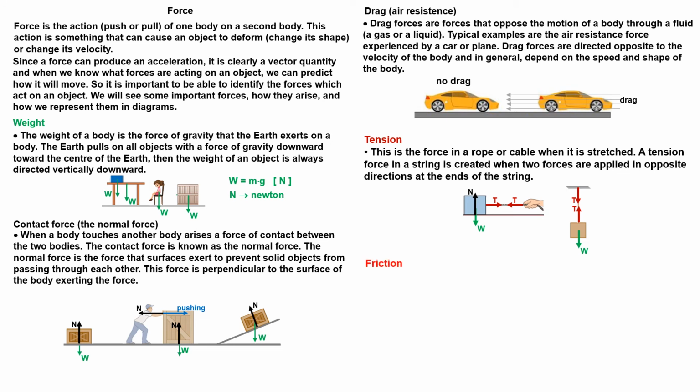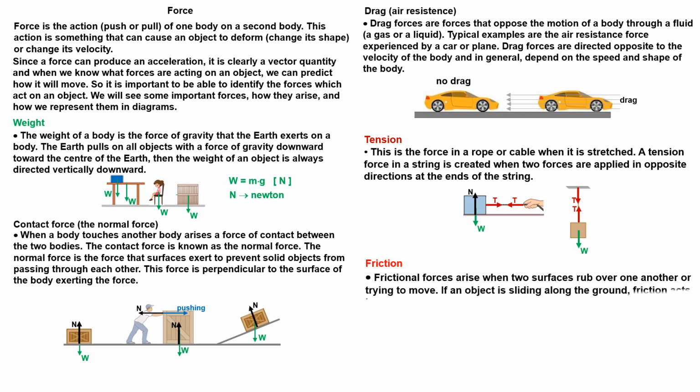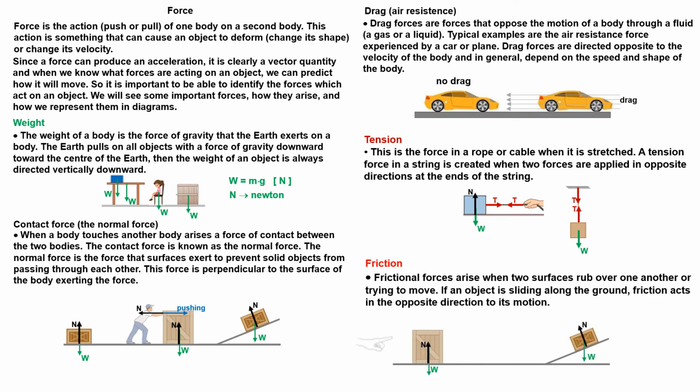Friction. Frictional forces arise when two surfaces rub over one another or try to move. If an object is sliding along the ground, friction acts in the opposite direction to its motion. Look at the figure. The block is at rest and there is no attempt at sliding. Thus, no friction and no motion.